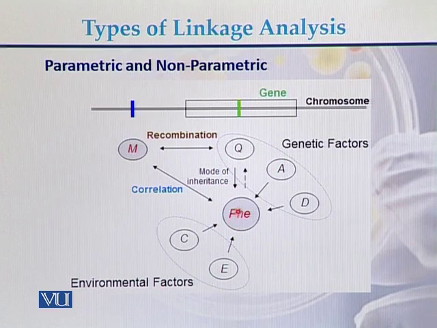While on the other hand, if the phenotype is due to genetic factors as well as environmental factors, then usually a correlation or association is identified between the marker and the phenotype. So this is the difference between parametric and non-parametric linkage analysis.